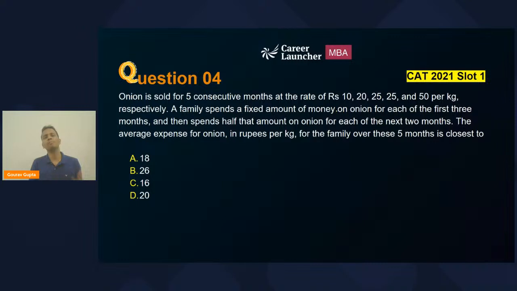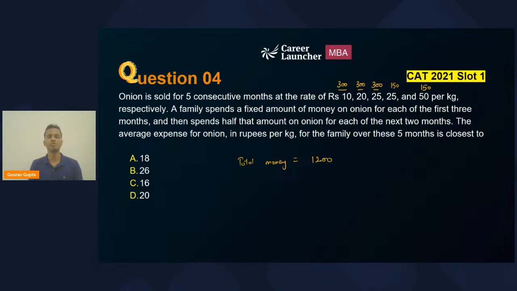So what I'll do is assume the money that is spent on onion in the first month. Since the rates are 10, 20, 25, 25 and 50, I can take a number which is completely divisible by all these numbers. So the LCM of all these numbers will suffice, and the LCM is 300. So I'll assume that the family spent 300 rupees in the first month, as well as the second month and the third month. In the fourth and fifth months, the amount spent is half of that, 300 divided by 2, that is 150 and 150. So total money spent is 300 plus 300 plus 300, 900, and then 150 plus 150, 1200.